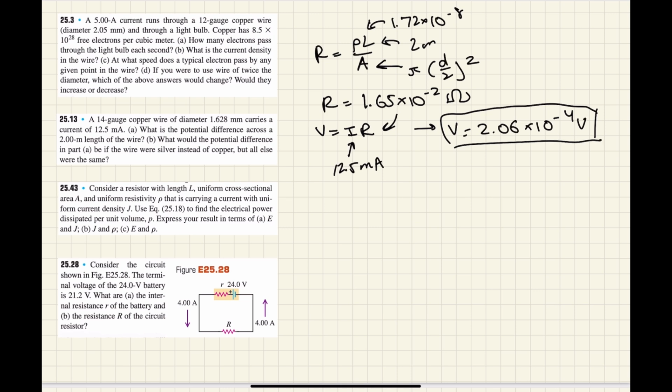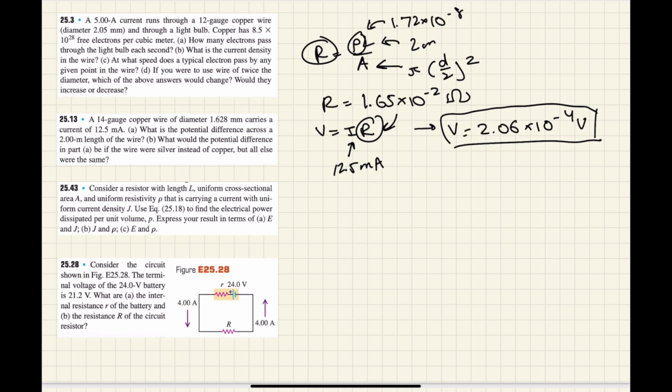B, what about the potential difference in part A? B, if the wire was silver instead of copper, but everything else was the same, that would just change rho. So let's see what the rho value for silver is. It's 1.47 times 10 to the negative 8. So it's a little bit smaller, which means resistance would decrease a little bit. And if resistance decreases, that means voltage would decrease as well. And so we know voltage would decrease, but it's asking for the exact value, not if it would increase or decrease. And so we have to calculate it again.